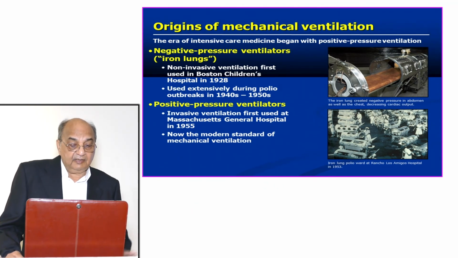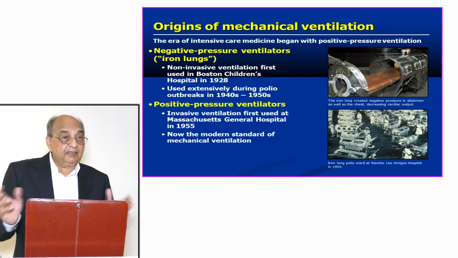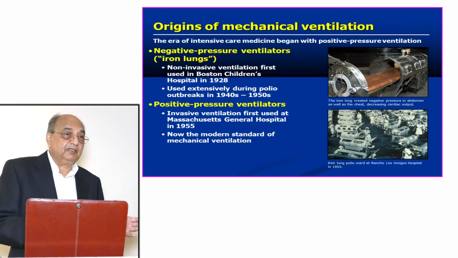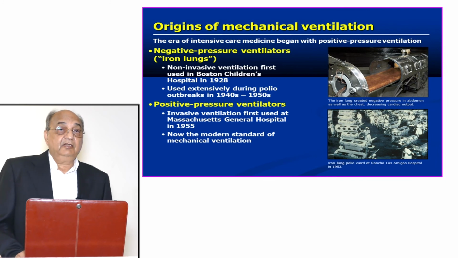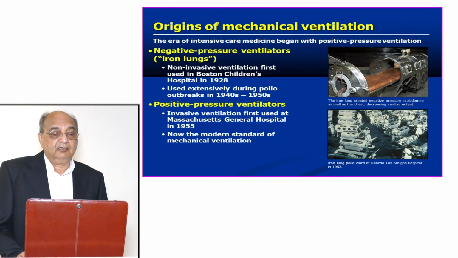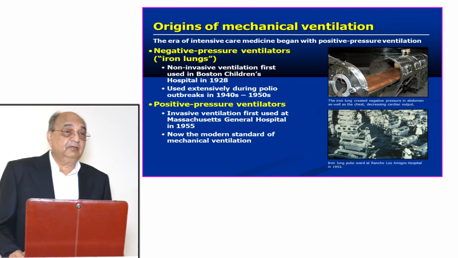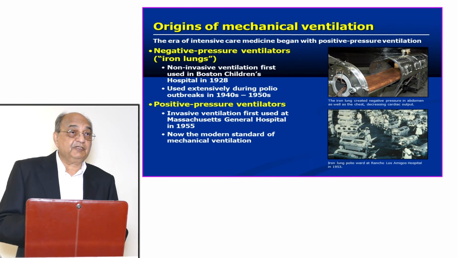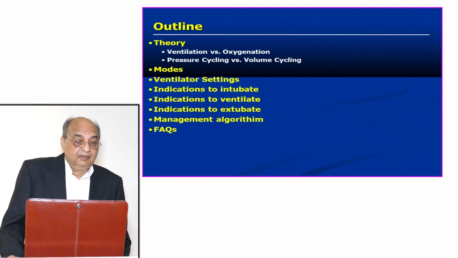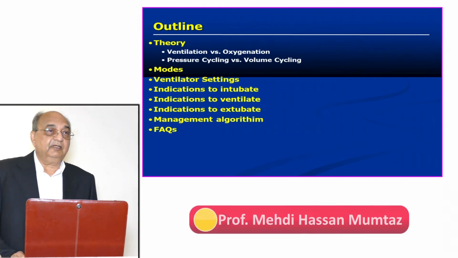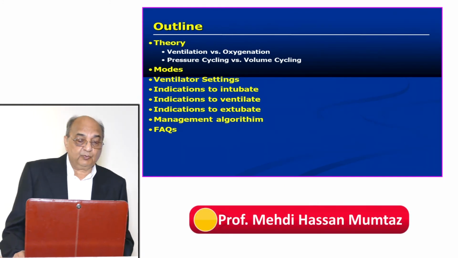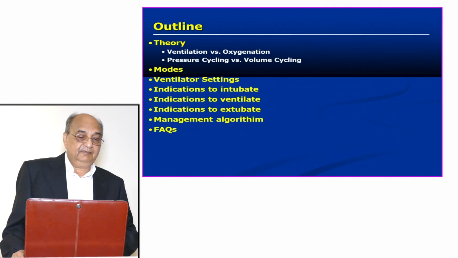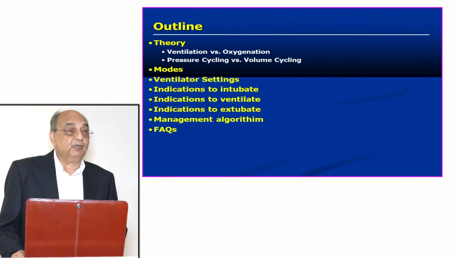Now, the modern standard of mechanical ventilation is the ventilators which we are using. Different companies are making different ventilators. So to set the settings on the ventilator, you will have to look at the literature of the ventilator, which has been designed by different companies. But these are the basic principles, on what principle we are delivering the gases to the lung. There are 2-3 things which need to be clear theoretically. One is ventilation versus oxygenation, and pressure cycling versus volume cycling.